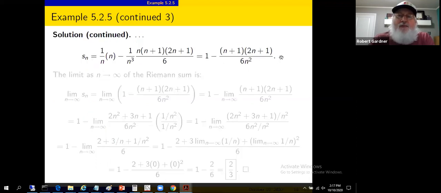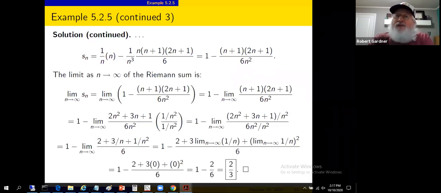Okay, so here's the Riemann sum. From the previous page, let's simplify a little bit, cancel the n's, leaves us with a 1. I can cancel that in with one of these, leaves us with an n squared in the denominator. So let's simplify it a little bit and take a limit as n approaches infinity. The limit as n approaches infinity of this Riemann sum is the limit as n approaches infinity of this quantity above.